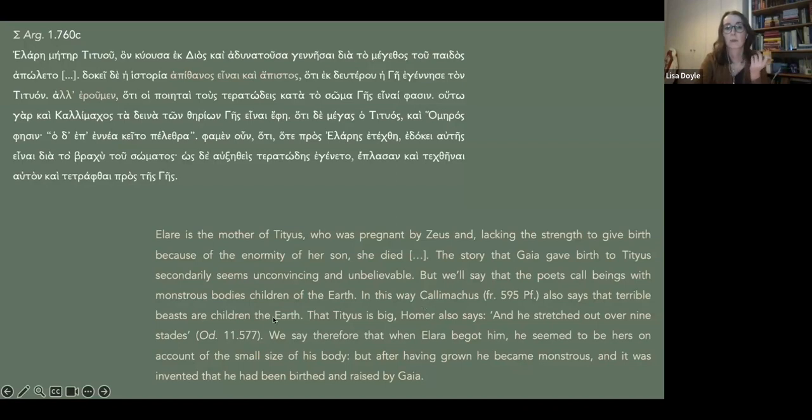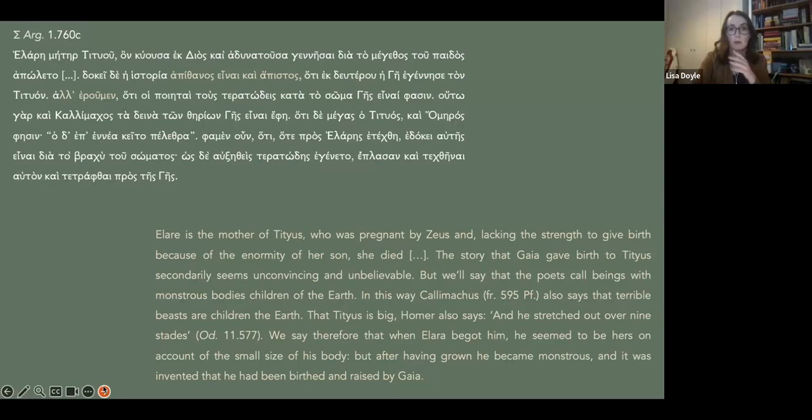Callimachus says that terrible beasts are children of the earth. Homer tells us that Tityos is big. Therefore, we say that when Elara gave birth, Tityos was her son because of the small size of his body, but actually he grew big and became a monstrous size. So it was invented that he had been birthed and raised by Gaia. So, trying to solve the problem and using information from Homer there.